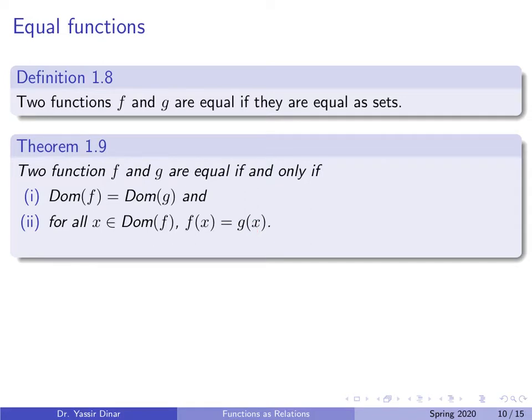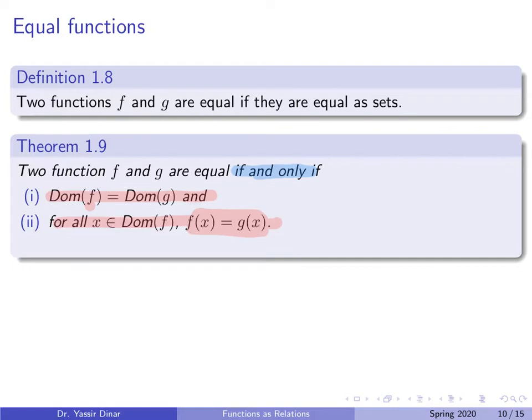Since the theorem is if and only if, this means we can take these two conditions as a definition for two functions to be equal. So we need the domain to be the same, and for any element x in the domain, the image of this element has to be equal for the two functions. How to prove this theorem?